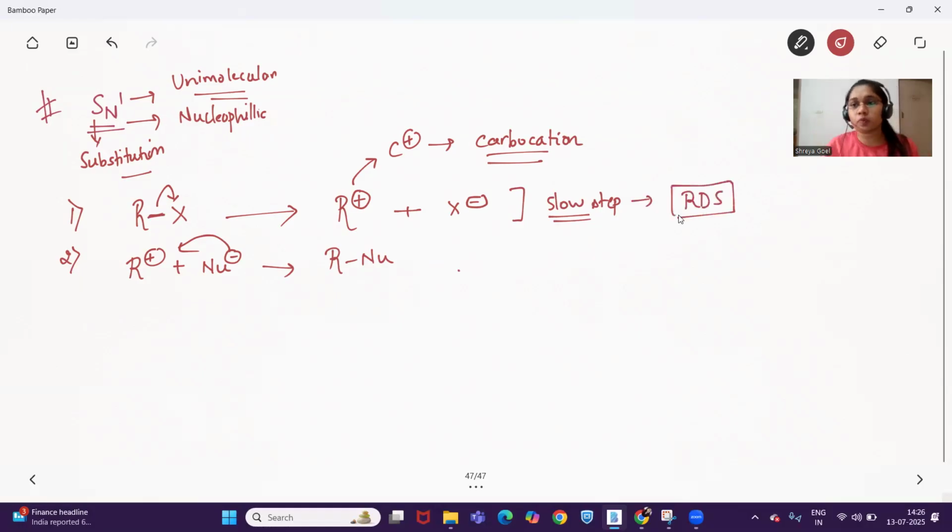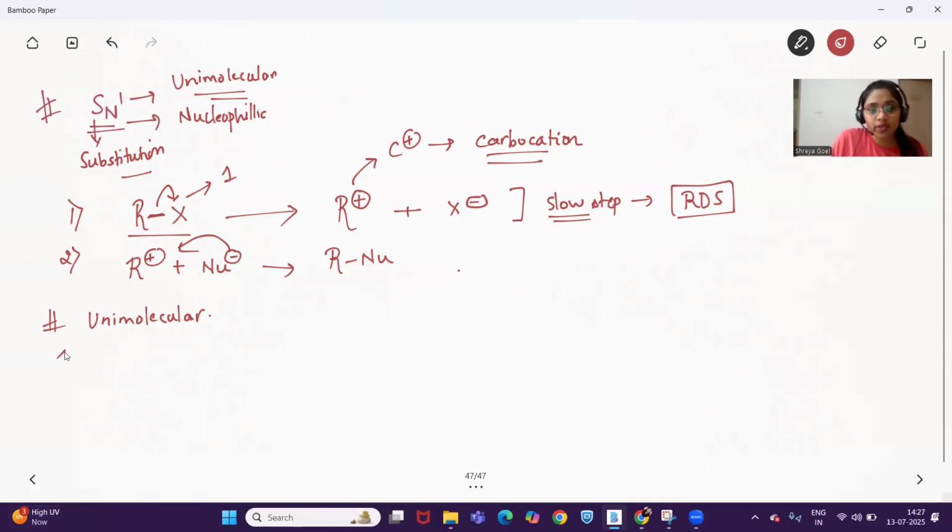And this will determine the rate law, or the rate of the overall reaction. As you can see, in the rate determining step, only one species is involved. That's why this is known as unimolecular. Clear? Why we call it unimolecular? Now we will study more properties, more characteristics of the SN1 reaction.